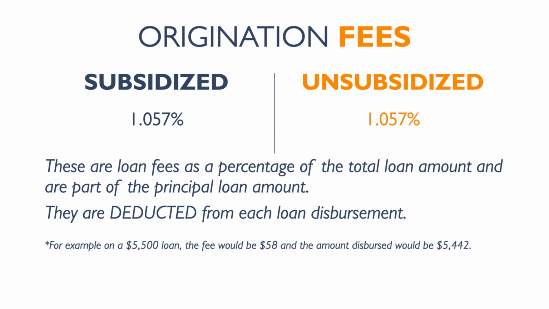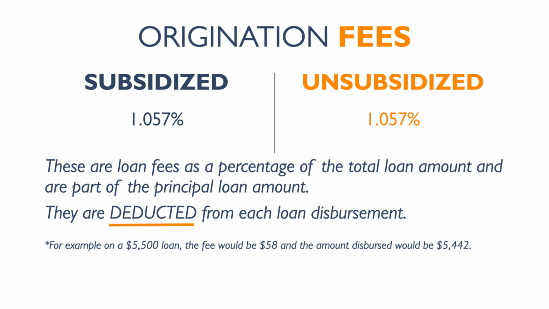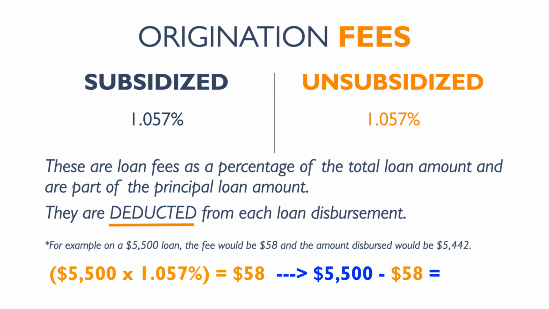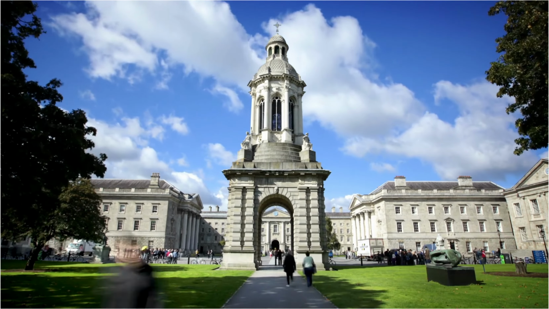In addition to being charged interest rates, borrowers are also required to pay loan origination fees, which currently amount to 1.057% of the total loan amount. These fees are calculated as a percentage of the loan amount and are included as part of the principal loan balance, which means that these fees are deducted from each loan disbursement. For example, on a $5,500 loan, the fee would be $58 and the amount disbursed to the school would be $5,442.